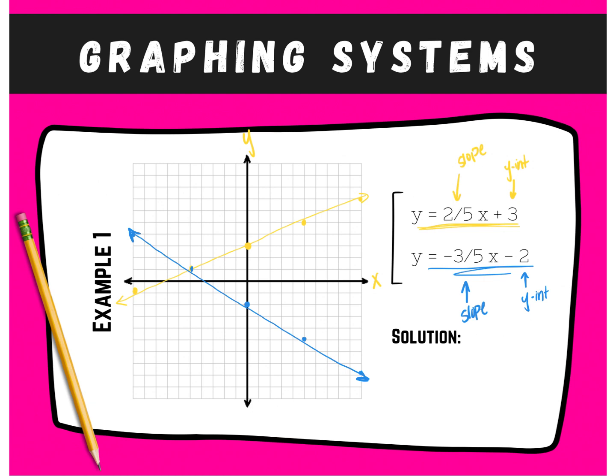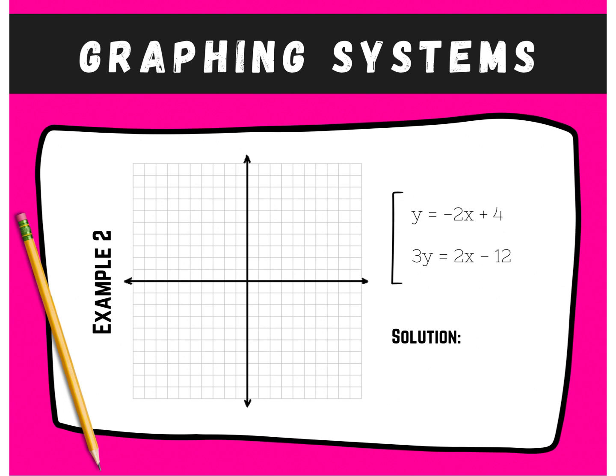Now, when you have a system of equations, what you're looking for is that intersecting point. So you're looking to see, where do my lines meet? In this case, this point right here is where they're supposed to meet if they were perfectly drawn. And the coordinates of that point are -5, 1. So my solution is that point, -5, 1.